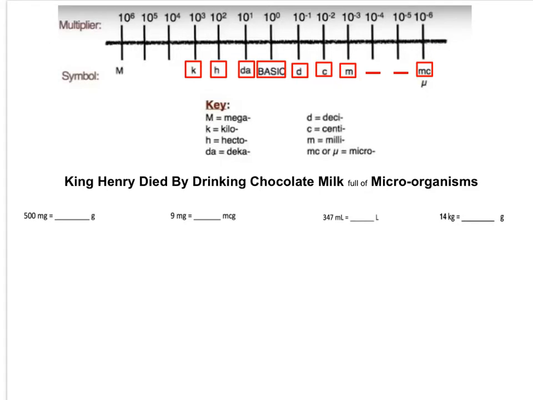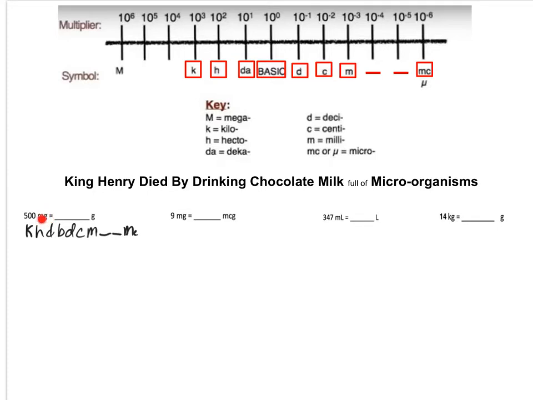So let's actually use this to convert 500 milligrams to an equivalent amount of grams. So what I would do first is write the letters, in this case the letters that represent the prefixes for the metric system that I'll be using. And I'm going to use the King Henry died by drinking chocolate milk full of microorganisms. And that "full of" in the phrase are just spaces. It allows us to space between the milli and the micro.